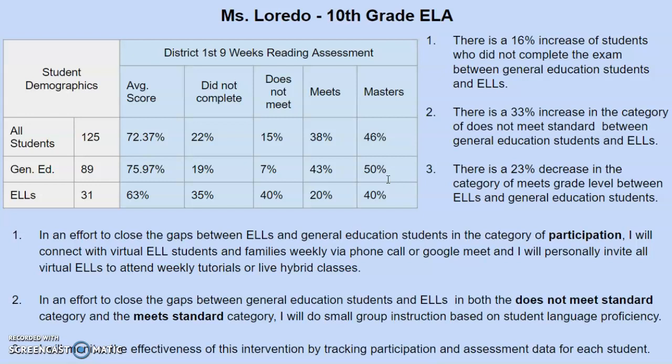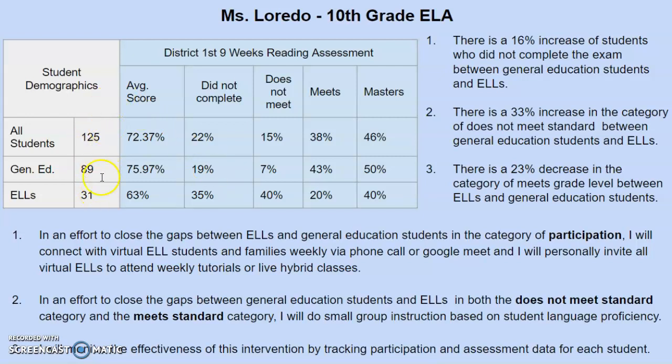So again, what I chose for does not meet is 59 and below. Meets was 60 to 79, and masters was 80 or above. So once I did that, I compiled all my data. I even added this option here for students who did not complete the assessment. I felt like that was important information.